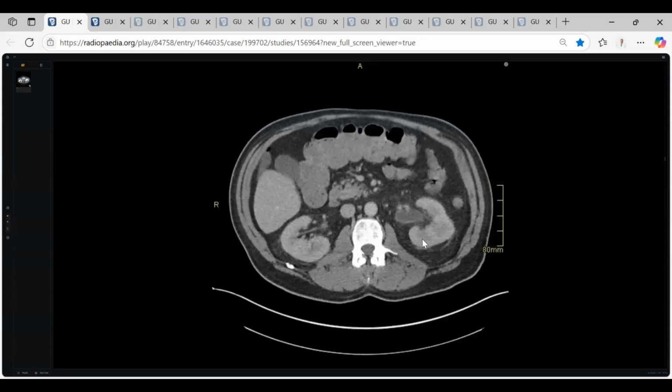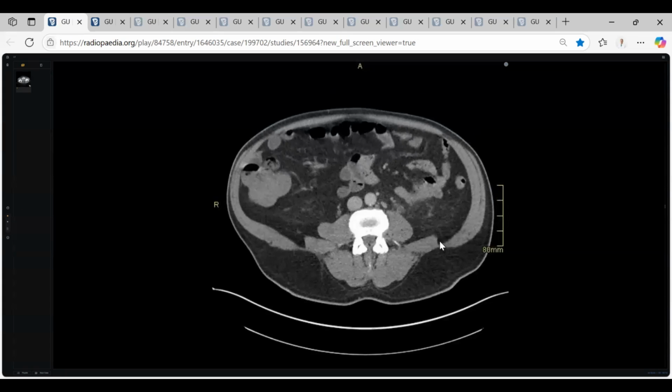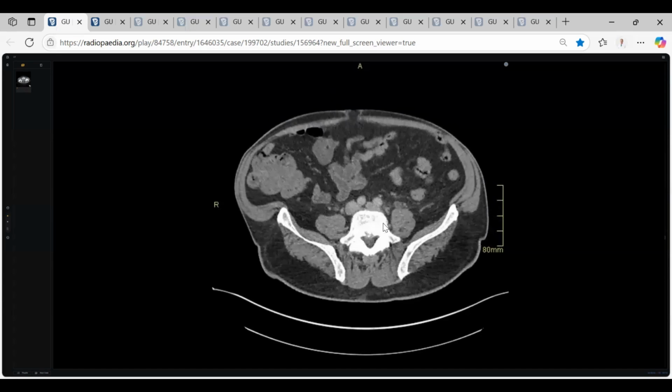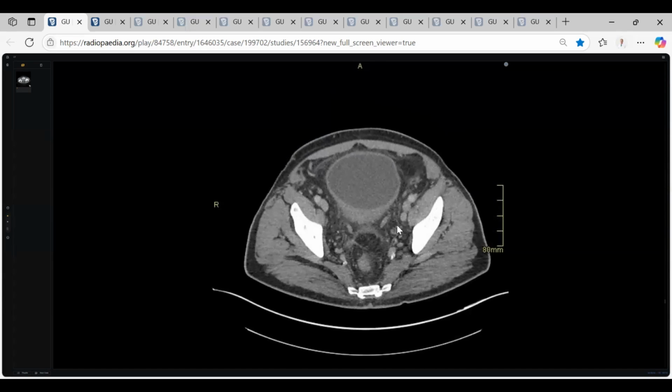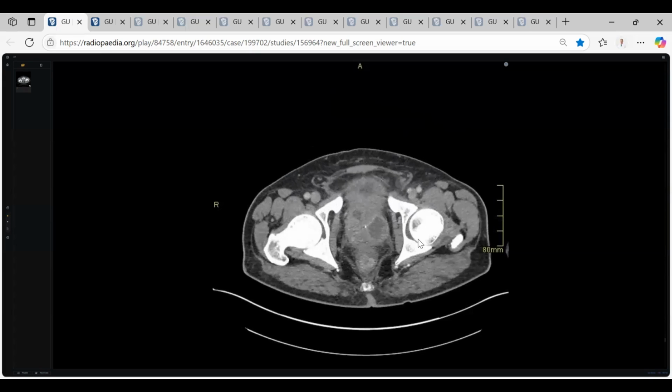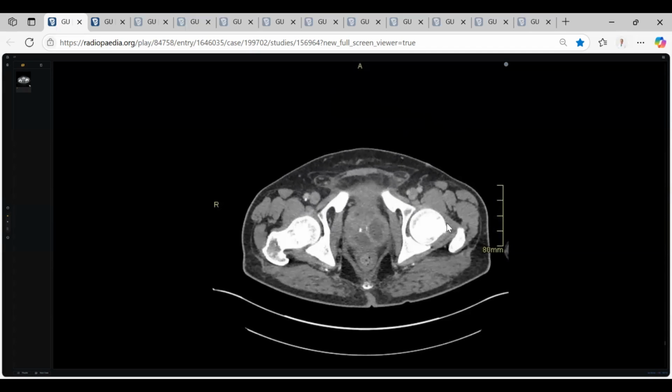Give me your differential, please. Based on these findings, my principal diagnosis would be an infective etiology involving the prostate, with extension into the urinary bladder, as well as involving bilateral kidneys. So it is prostatitis with cystitis with bilateral pyelonephritis.